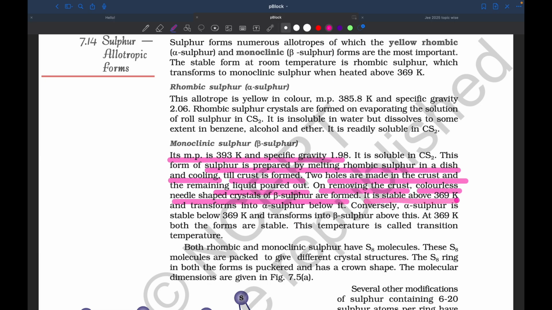It is stable at 369 Kelvin, and the transformation temperature is 369. Alpha and beta can be converted into each other. This temperature is known as the transformation temperature. Both rhombic and monoclinic sulfurs have S8 configuration. This is important, a question came yesterday, did you see? So whether alpha or beta, it exists as S8 only.